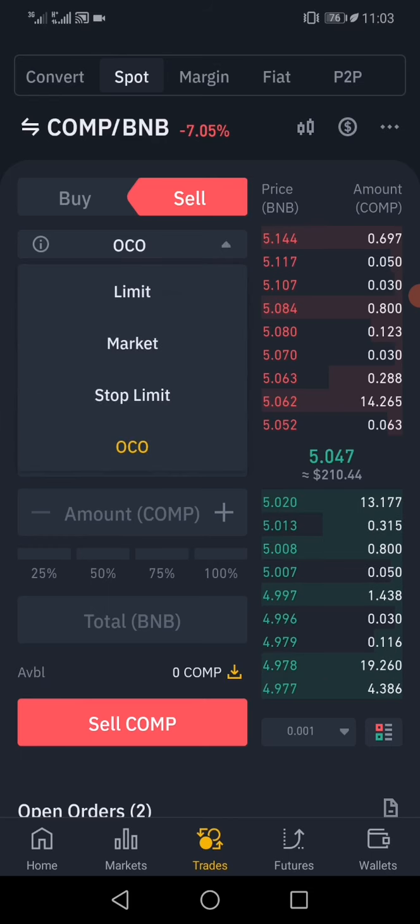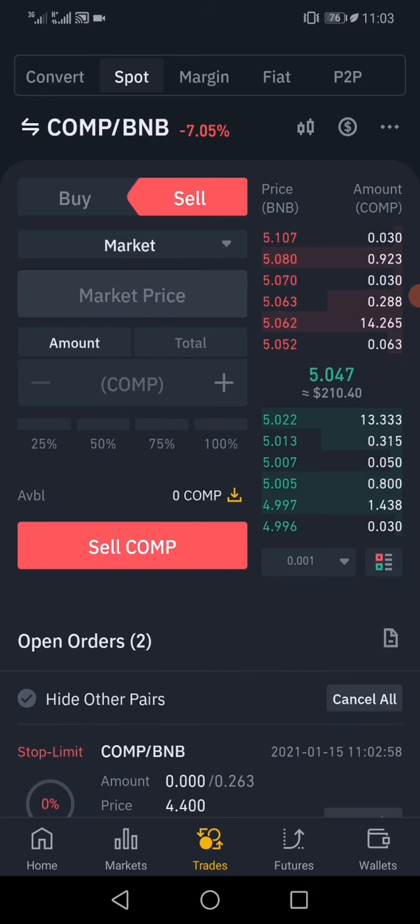I don't like talking much about the market order, especially for beginners, because it's a little bit complicated. For the market order, you want to buy it at the best available price. So you are a market taker when you use the market order. In this case, let's say you want to buy compound. You can see that on the order book, the list price is 5.052 BNB for a compound, and you can see it is changing.